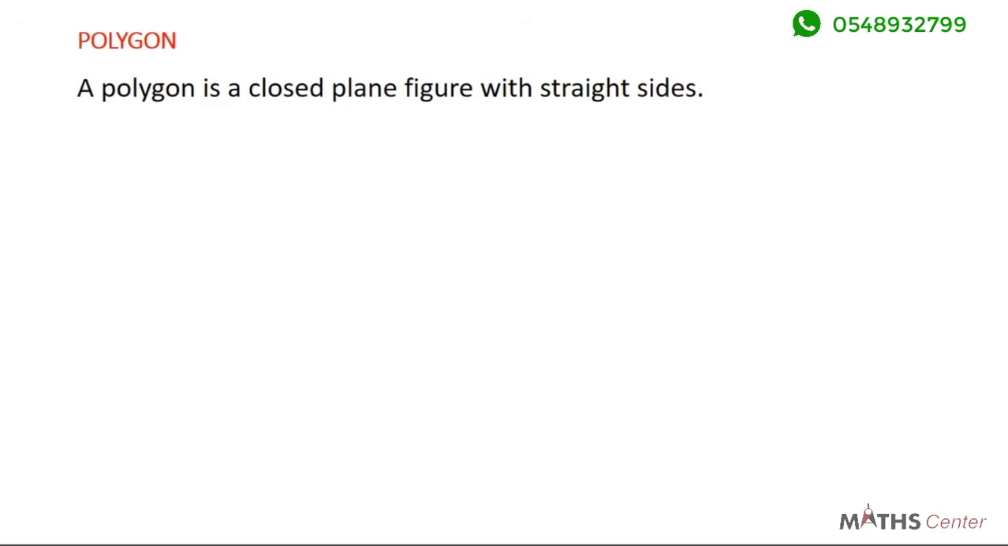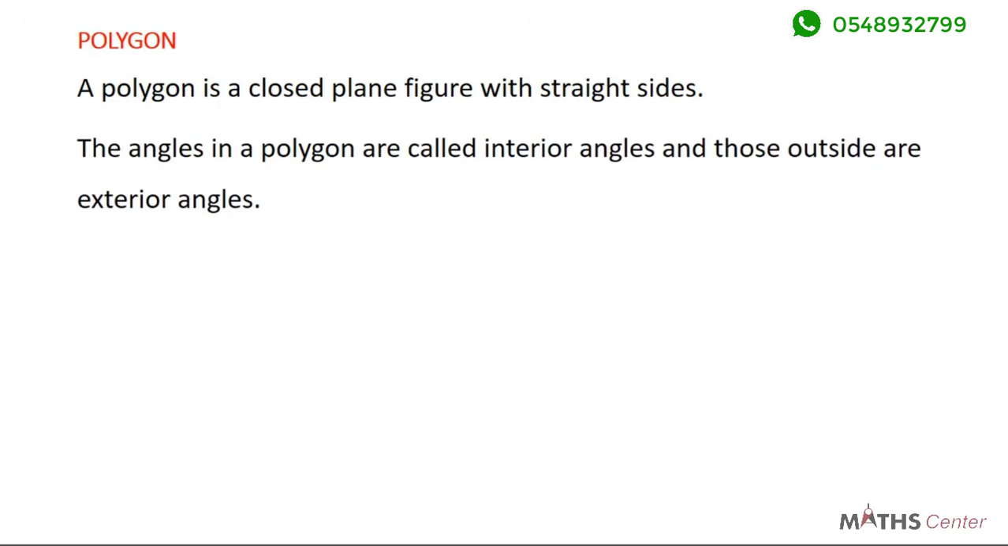So what is a polygon? A polygon is a closed plane figure with straight sides. So if you have any plane figure with straight sides that is closed, you say that you have a polygon. For example, a quadrilateral is an example of a polygon because it's a plane figure, the sides are closed and the sides are also straight. A triangle is an example of a polygon. These are not the only polygons that we have; there are other ones and you will see them as the video progresses.